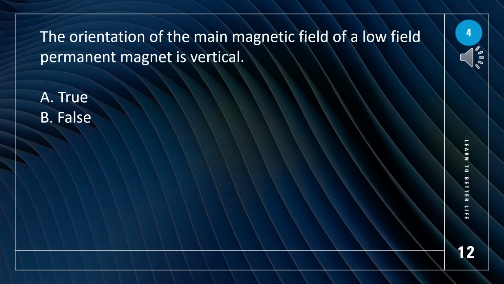The orientation of the main magnetic field of a low-field permanent magnet is vertical. True or false? True.